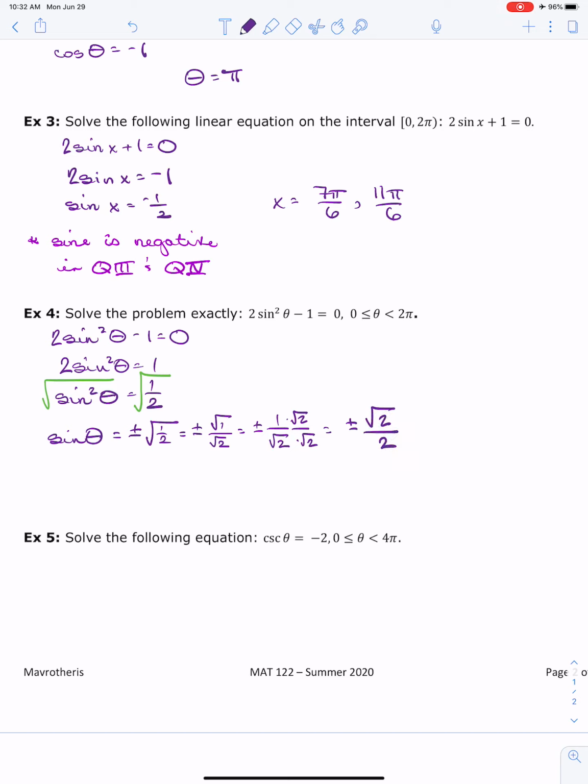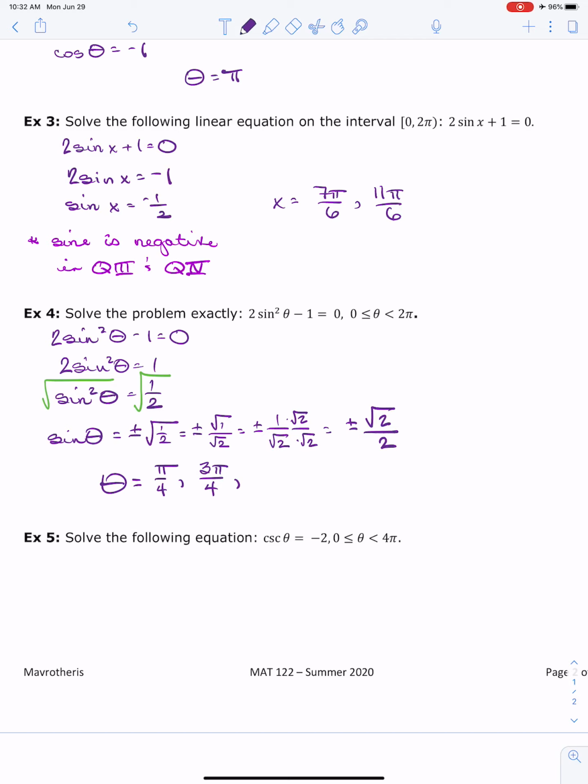Okay, we had to get that to the point where it looked like something that we've got on our unit circle. So I want to know where the sine is positive or negative. That's going to be all four quadrants. So here, sine is positive square root of 2 over 2 in quadrant 1 at pi over 4. It's positive in quadrant 2 at 3 pi over 4, and you can refer to the unit circle if you need to pull these values out.